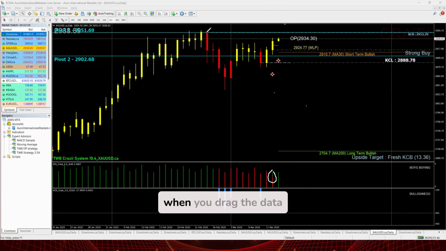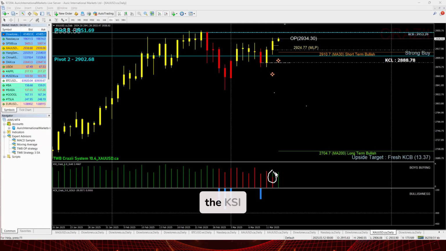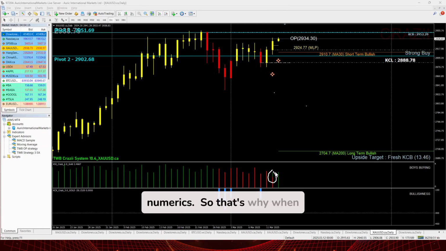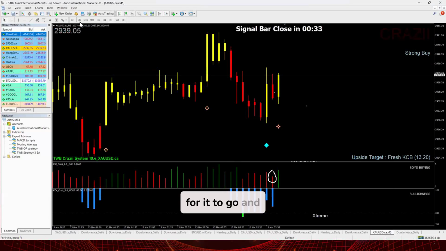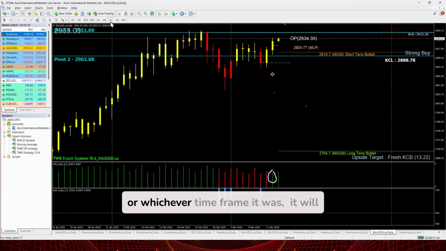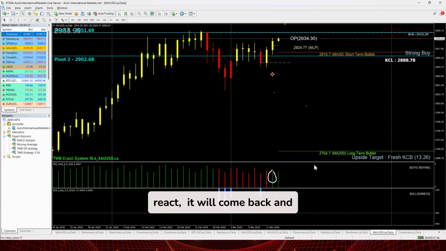When you drag the data over, usually this thing will crash because, as I said many times before, the KSI indicator itself is a standalone. There are 232 patterns that I put in an external server that's tabulating the KSI numerics. So when you pull the chart over, the system cannot compute that fast. What must you do when you see something like this? Don't freak out. Just go to a different time frame, wait for it, and then come back to the day chart, or whichever time frame you are on. It will react and come back, and this is what you see.